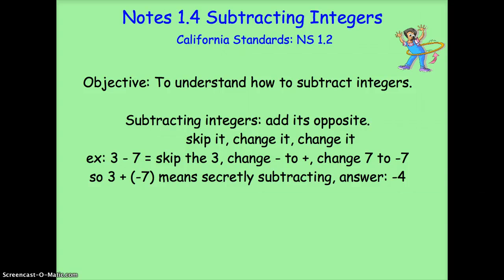So our objective is to understand how to subtract integers. Subtracting integers, you add its opposite. And how we do this is skip it, change it, change it. So, in the example, 3 minus 7, we skip the 3, change subtraction to addition, and then change the positive 7 to its opposite, negative 7. So now we have 3 plus negative 7, and we're adding a positive and a negative, which means we're secretly subtracting. Your answer is negative 4.